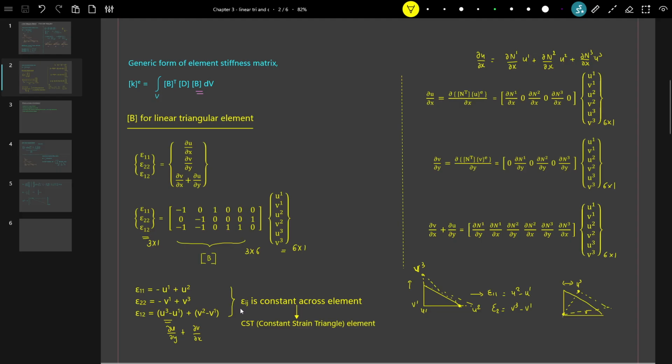That means it is a constant across the element, because it is not a function of x and y here. And that is the reason this element is also called a constant strain triangle element. So with this understanding, we have found b. Now we have to see d.